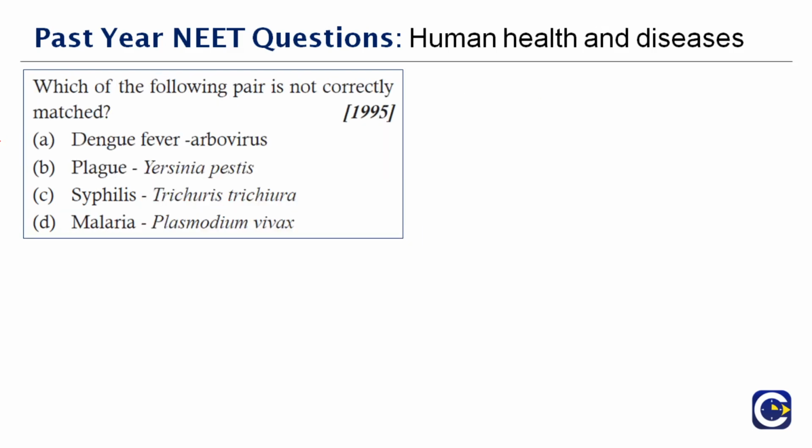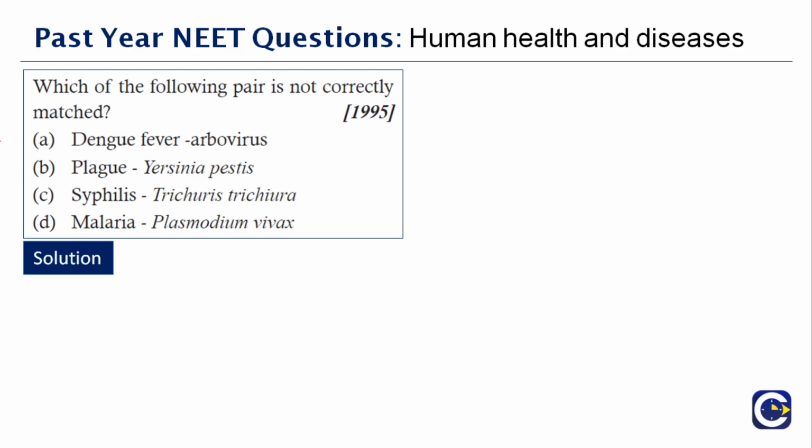This question was asked in the year 1995. Which of the following pair is not correctly matched? We have to analyze the matching here. Dengue fever is caused by arbovirus. Plague is caused by Yersinia pestis. That is also right. Syphilis is actually caused by a spirochete named Treponema pallidum. Therefore, the one which is not correctly matched here is option C.